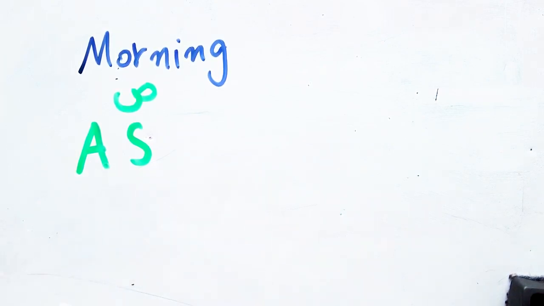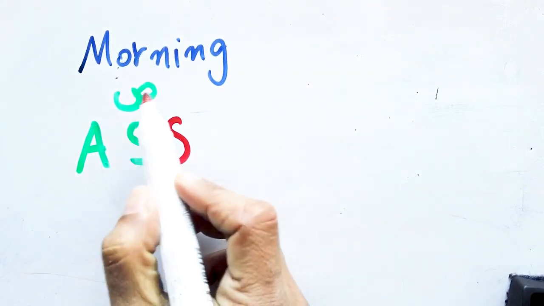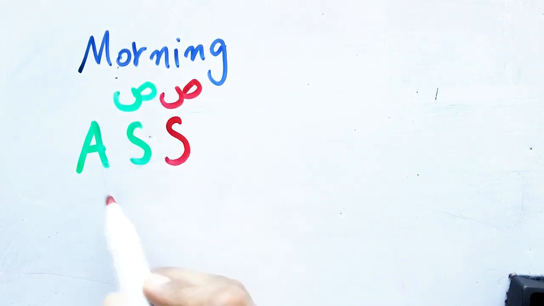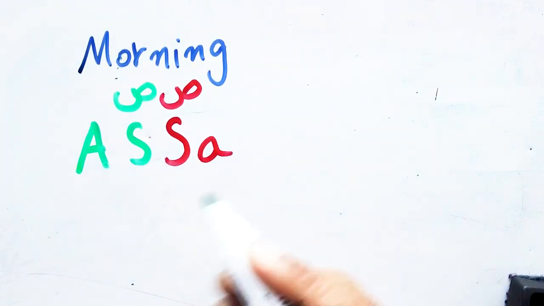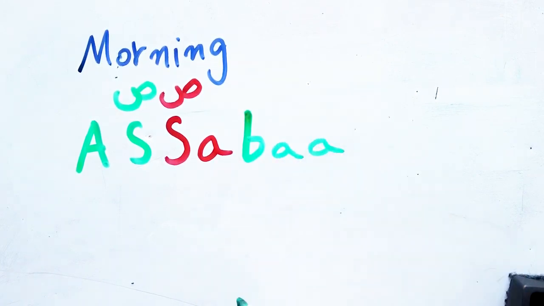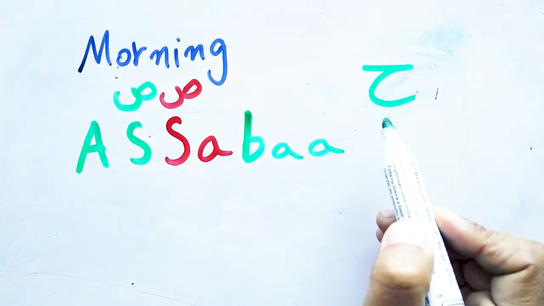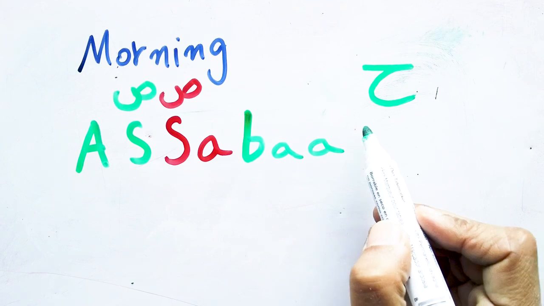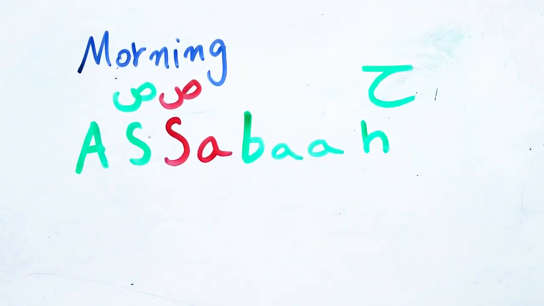So we repeat again the sound of Sad. I say S, and I have here the sound of A. S, b. I have the sound of B. As-sabah, with a long vowel. I have here ha, but the sound of ha does not exist in English, so we are going to write it H. To learn how to pronounce ha, check one of my previous videos on the channel.